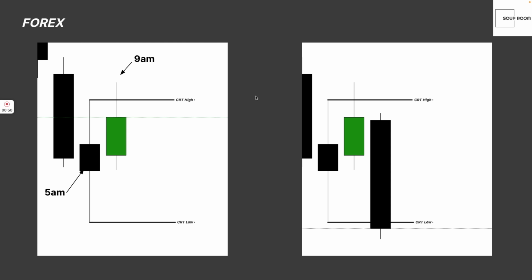Another example here on Forex. At 5 a.m. we formed the CRT range, high and low. 9 a.m. turtle soup. And the third candle distributing to the range low. This is a 3-candle CRT. Perfection right here.